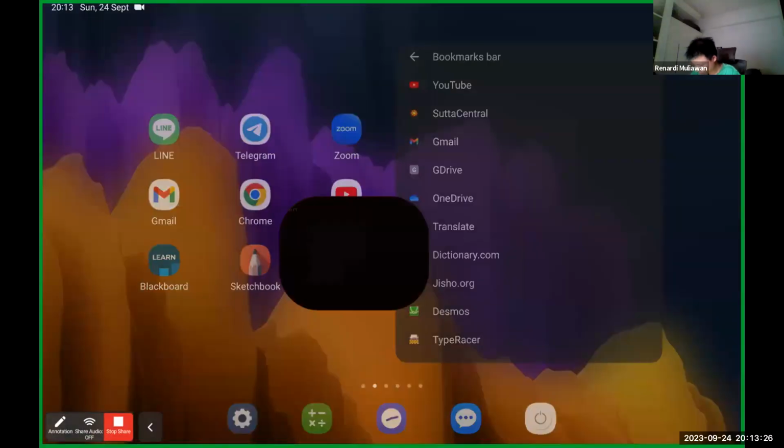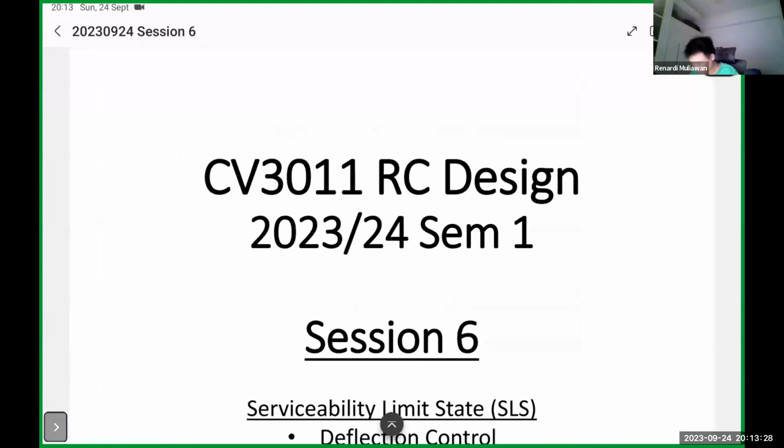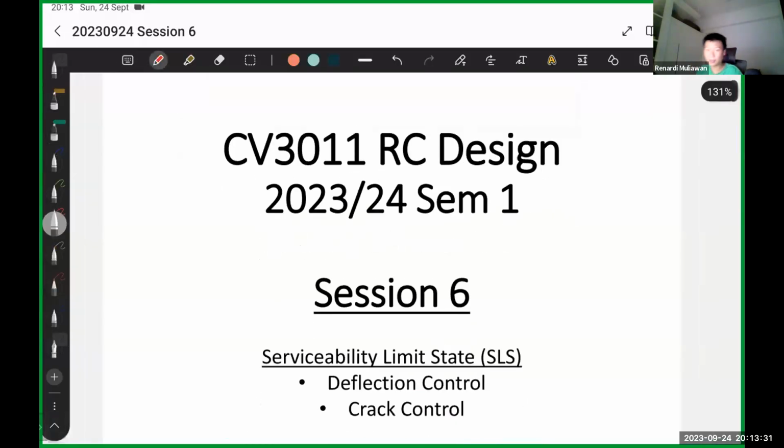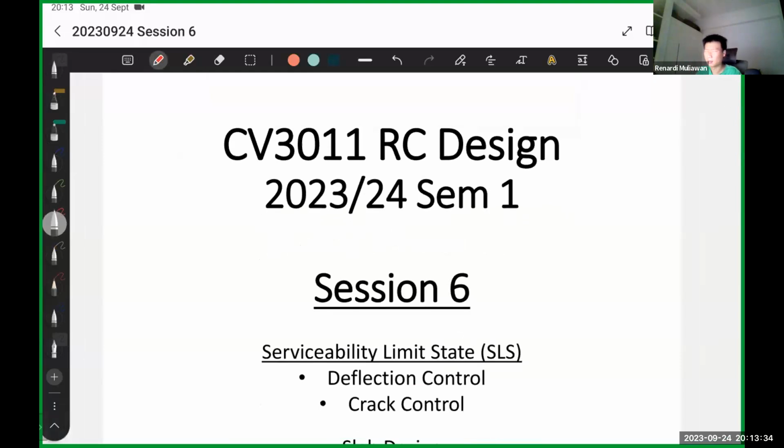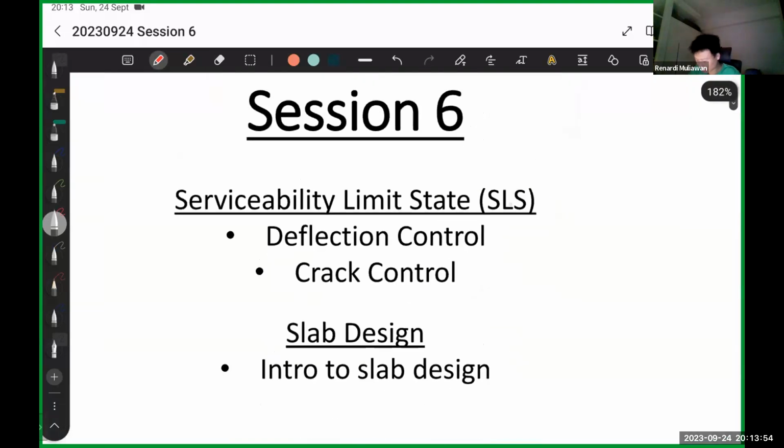Let me start sharing. Now session 6. Just to recap, last week we did Quiz 1. We went through moment redistribution, and we went through bending design for beams. Today I'm going to continue with these two. First, we have the SLS, and we have the slab design.